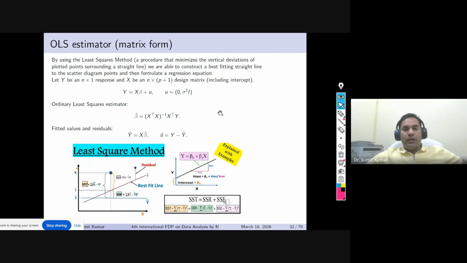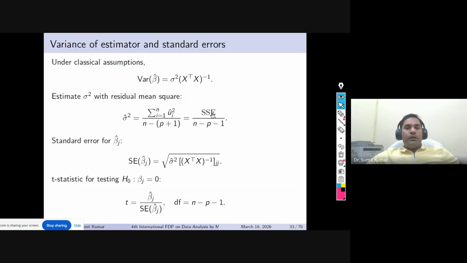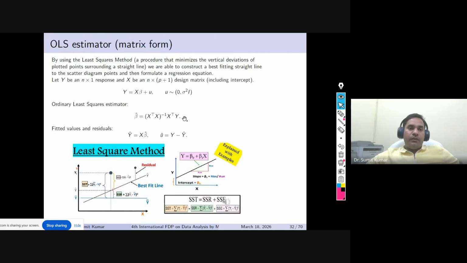This will be useful in the next slide. So I explain this here. I have just taken here the generalized method of the ordinary least square method. So basically how it works, suppose this is the line.